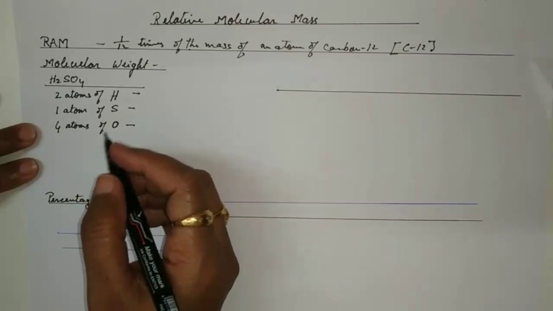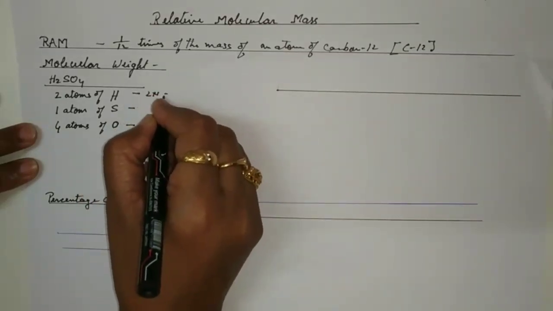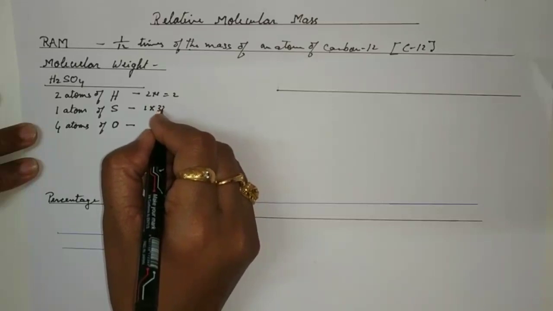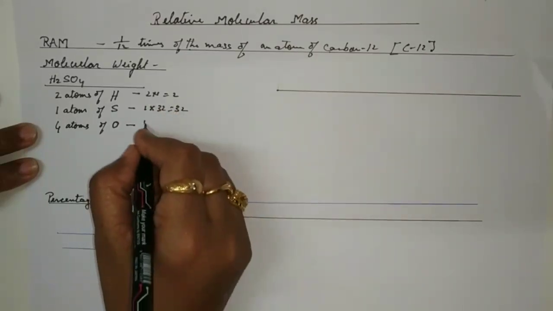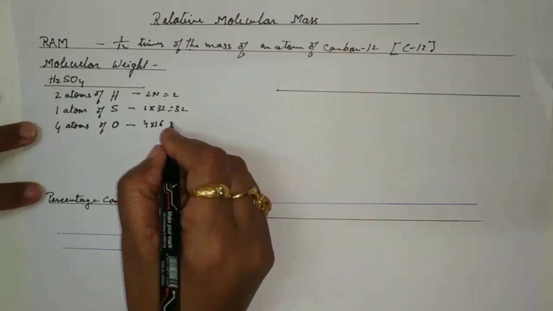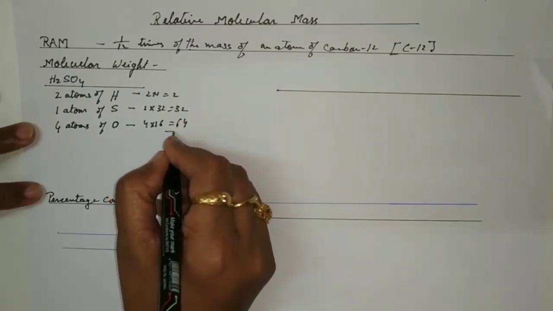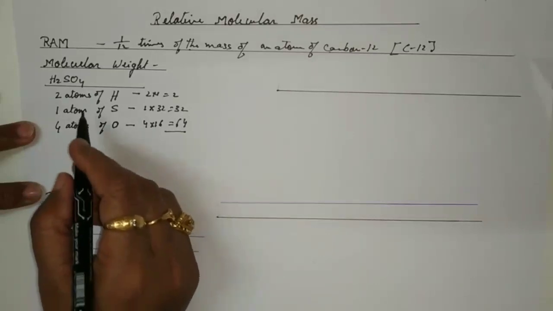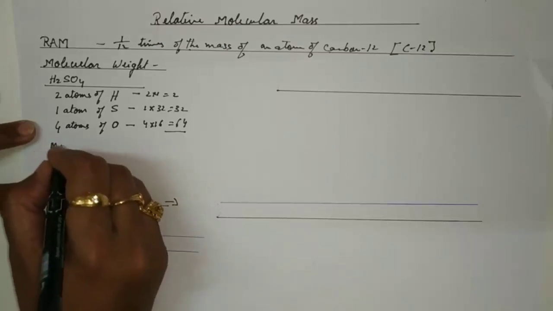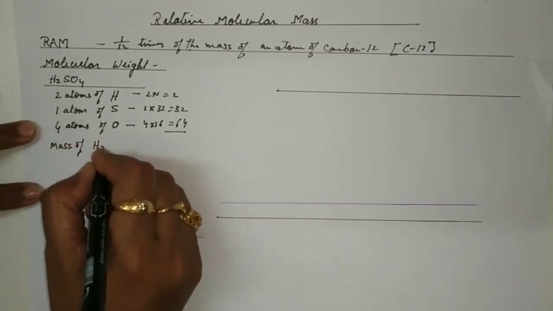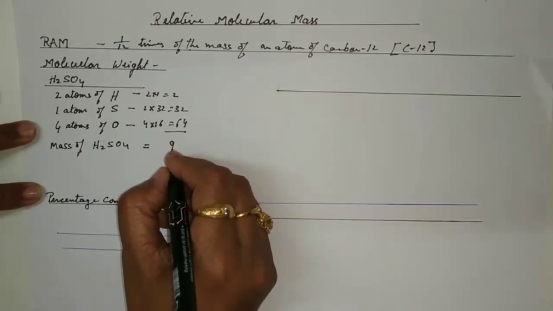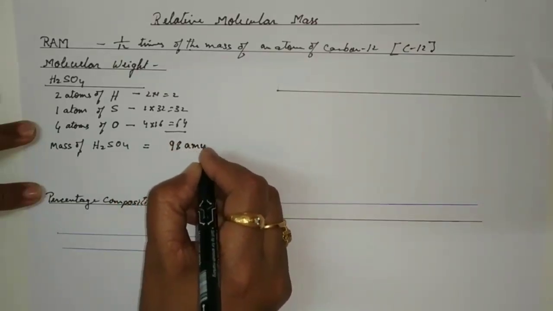So here we go. For hydrogen, it is 2 into 1 is 2. 1 into 32 is 32. 4 into 16 is equal to 64, and therefore when we add up the masses of the constituent elements, we get the mass of H2SO4 equal to the sum, 98 AMU.